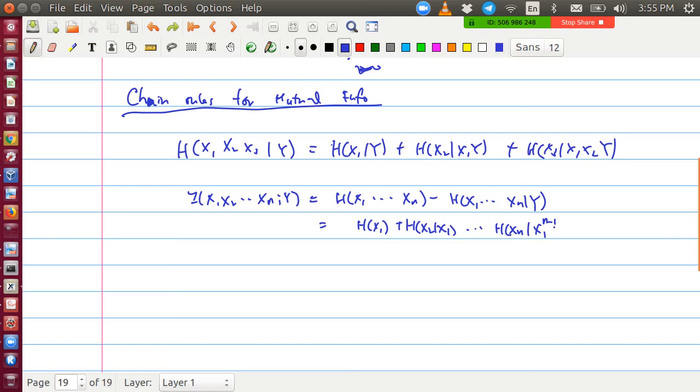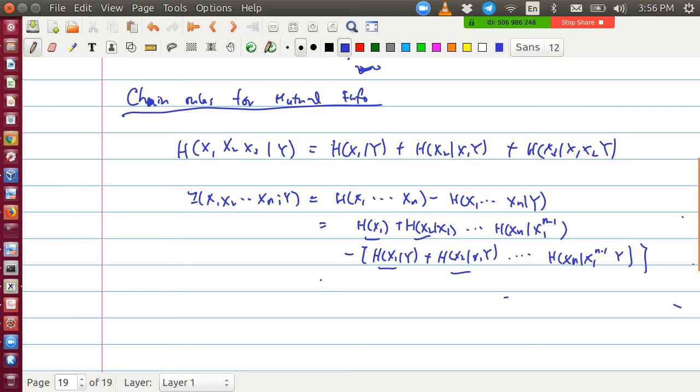So sometimes we can write like this, it's more convenient. This just means X1 up to Xn-1. And minus this will be H(X1 given Y) plus H(X2 given X1, Y) and so on up to H(Xn given X1 to Xn-1, Y). Now I can subtract each of these terms, each corresponding term, the first term of this inside the bracket with this one.